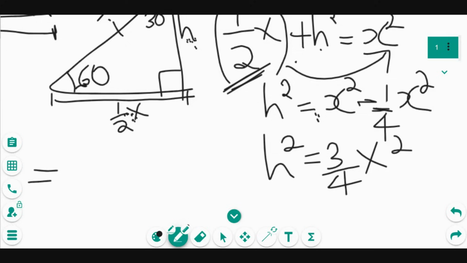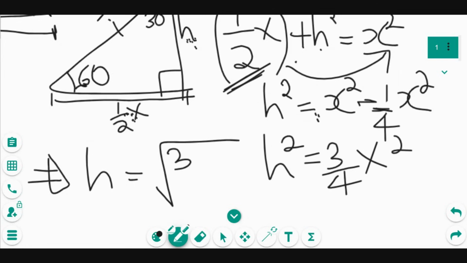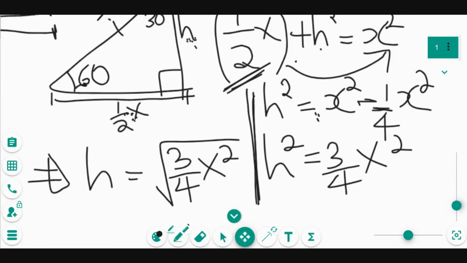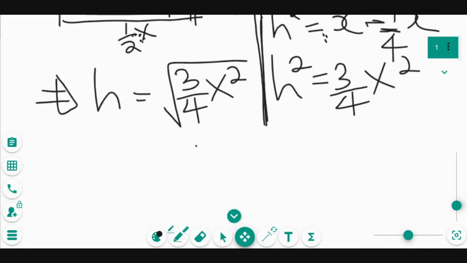And of course, that was going to imply that, to get the value of h, I simply take the square root. So my h is the square root of 3/4 x squared. Hope we are following. H is the square root of that. If I make the root to apply, I will have h.